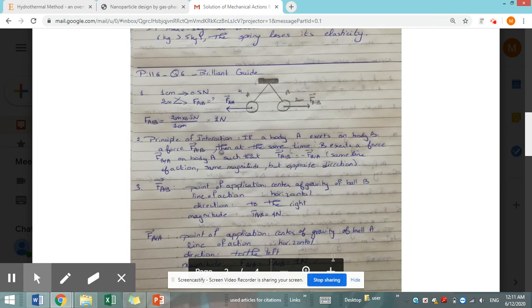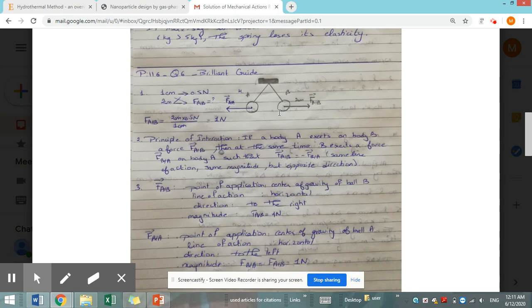In the Brilliant Guide, page 116, question 6, it is entitled Principle of Interaction. They're telling us that the figure below, which means this one, shows two electrically charged balls that repel each other. They are electrically charged spheres and they are repelling each other. This means that they have the same charges, so either both are positively charged or both are negatively charged.